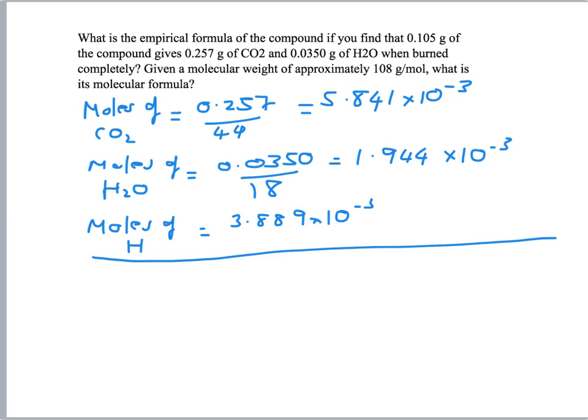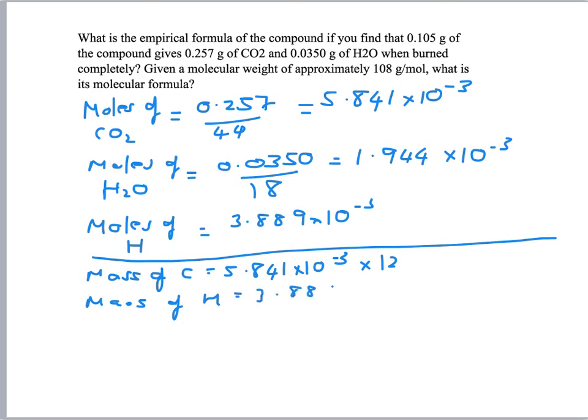So let's first of all work out the mass of carbon that I've got. 5.841 times 10 to the minus 3 times by 12. And my mass of hydrogen is of course going to equal the same as my moles. So let's do that calculation. And I make that 0.0701 grams.